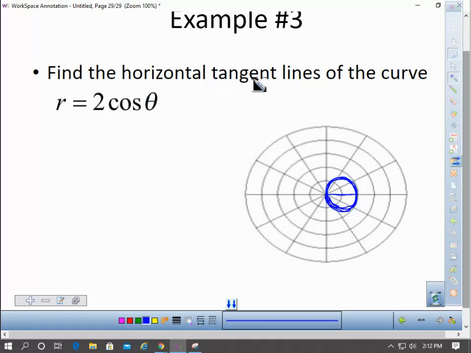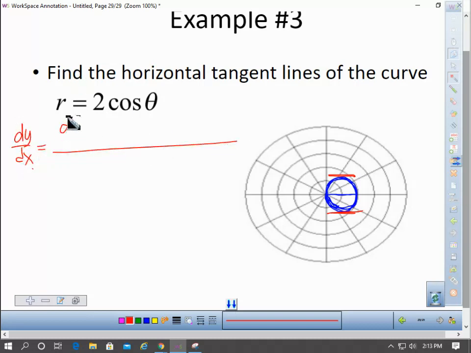It says find the horizontal tangent lines to this curve. Well, I know there's going to be 2 answers because there's a horizontal tangent line at the top, there's a horizontal tangent line at the bottom. So I'm looking for 2 answers. So how do I find those 2 answers? Well, to find horizontal tangent lines, I need the slope of the tangent line. So I need the derivative. So that's the first thing I'm going to do, I want to figure out my derivative. All right, so I'm going to do dy dx equals.